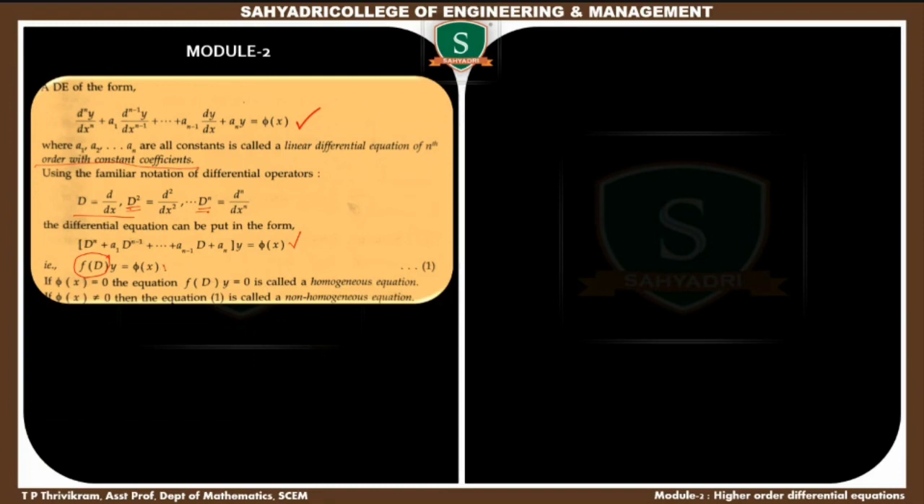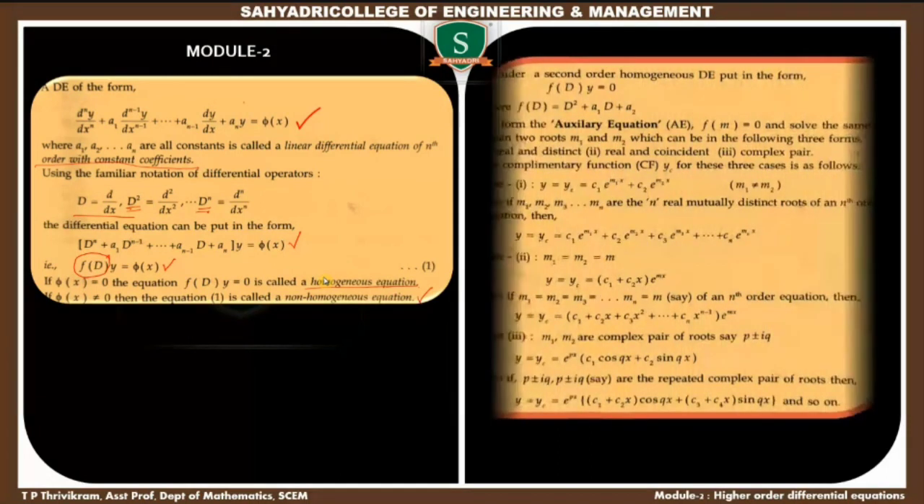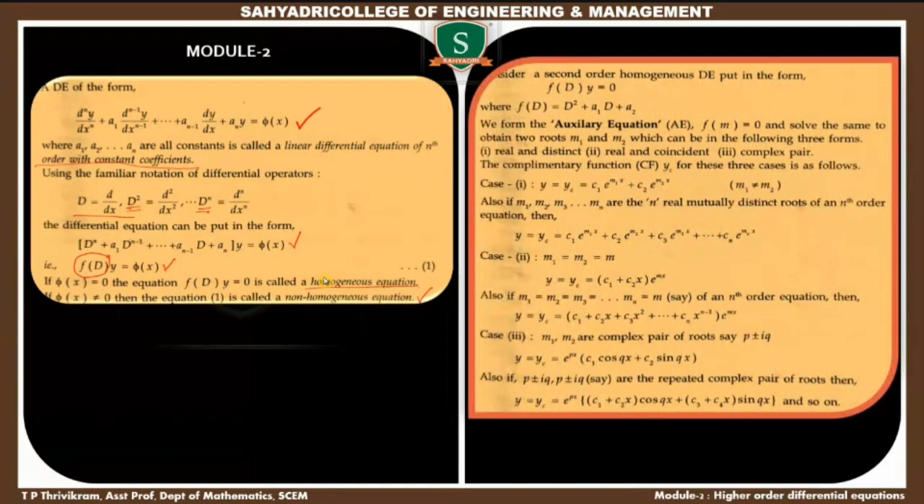If phi of x is equal to 0, we call it a homogeneous equation. Similarly, if phi is not equal to 0 and has some value, then we call it a non-homogeneous equation. Now we are going to study homogeneous as well as non-homogeneous equations. Let us see what the solution will be for homogeneous differential equations.